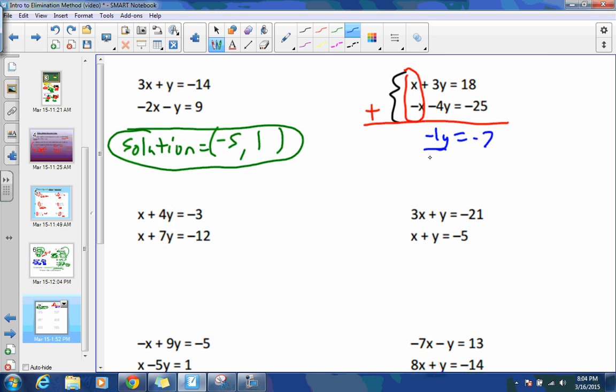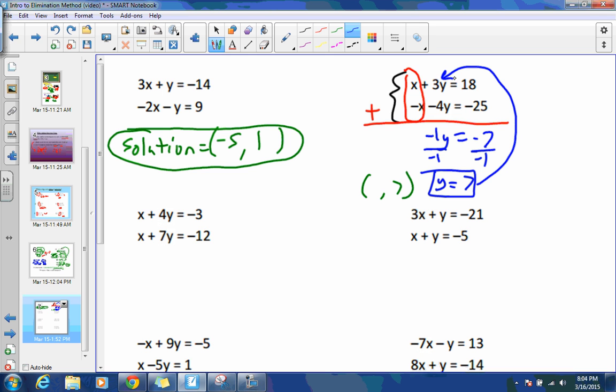One step to solving for y is dividing by that negative 1, because that's the coefficient, and to undo that multiplication would be to divide, and you get y equals positive 7, because the negative and the negative cancel out. So we have our solution would be the y is 7. We just have to figure out the x. So let's continue here. Let's plug in 7 for y somewhere. Let's do it for the first one.